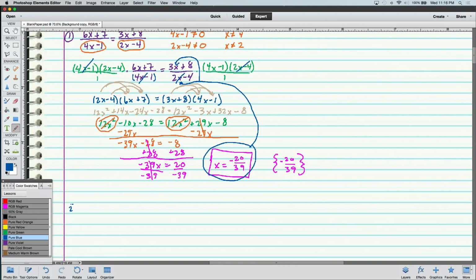So moving on to the next problem. (a + 1)/(a squared + 2a) minus (a + 4)/(a squared + a) equals negative 3 divided by (a squared + 3a + 2).